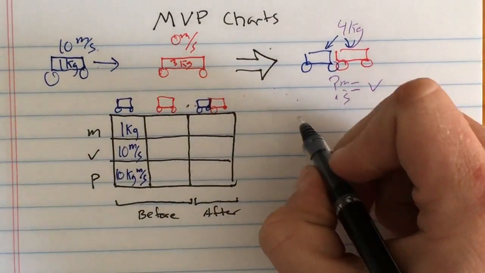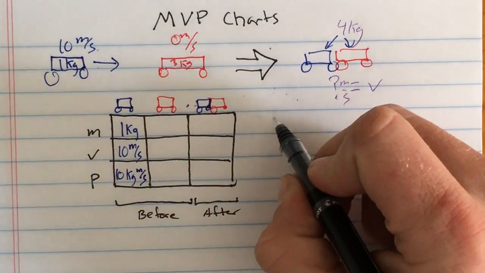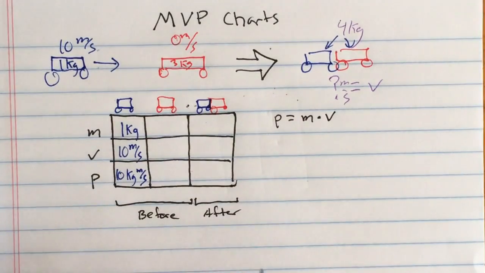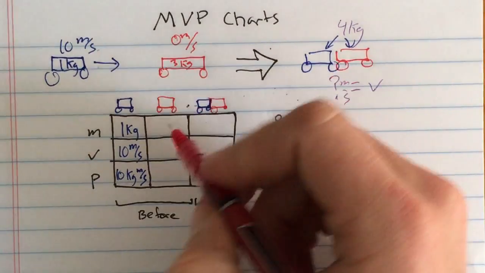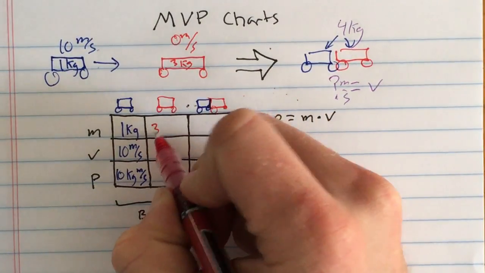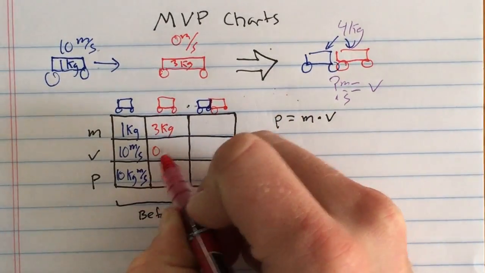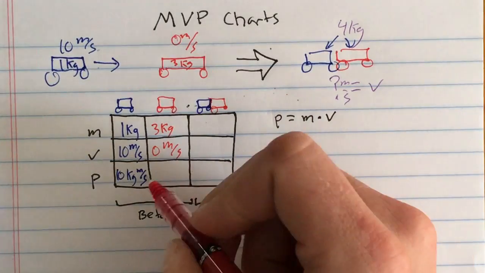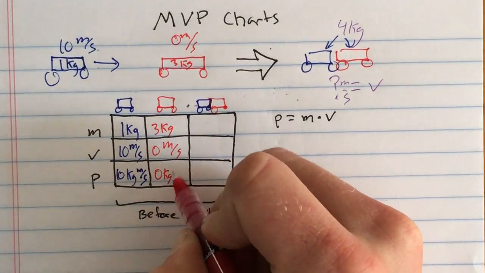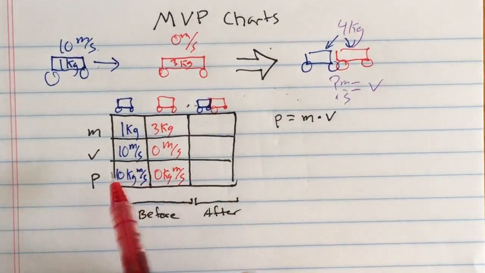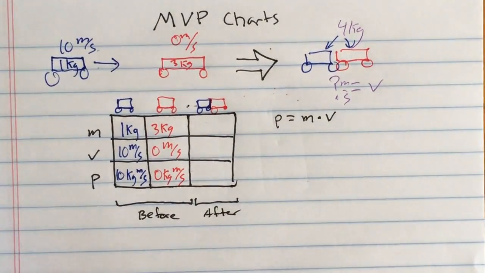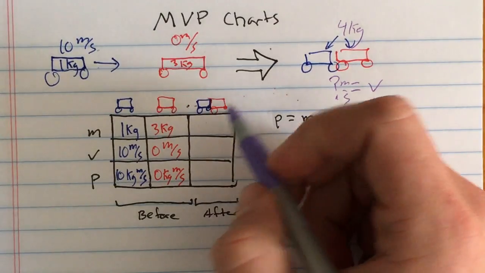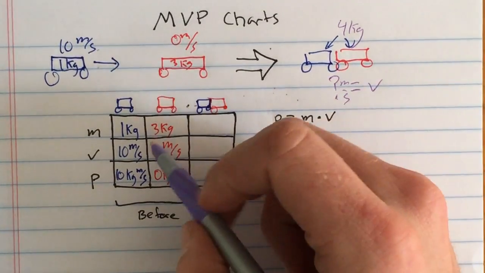And I know that because I know that momentum equals mass times velocity. And I could do the same thing here. This red car was 3 kilograms, and it was going 0 meters per second. 3 kilograms times 0 meters per second equals 0 kilogram meters per second. So I'm creating my momentum part of this chart down here. And then I'm going to use purple because red plus blue is purple.